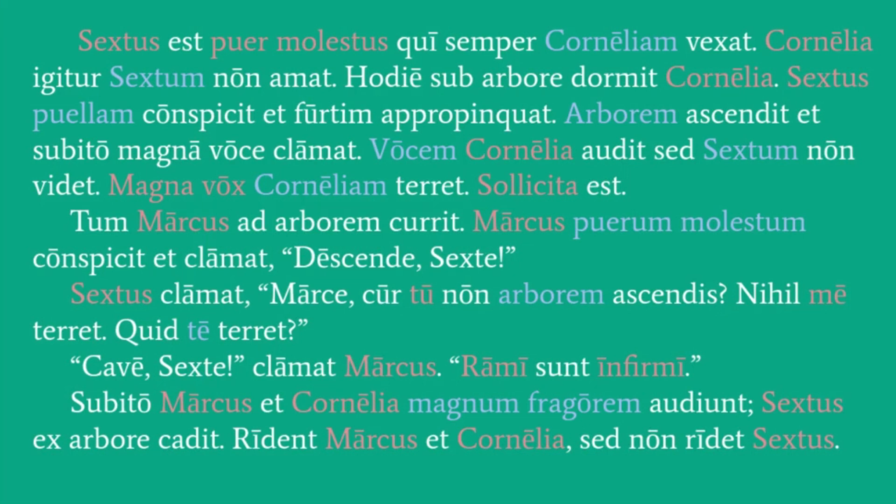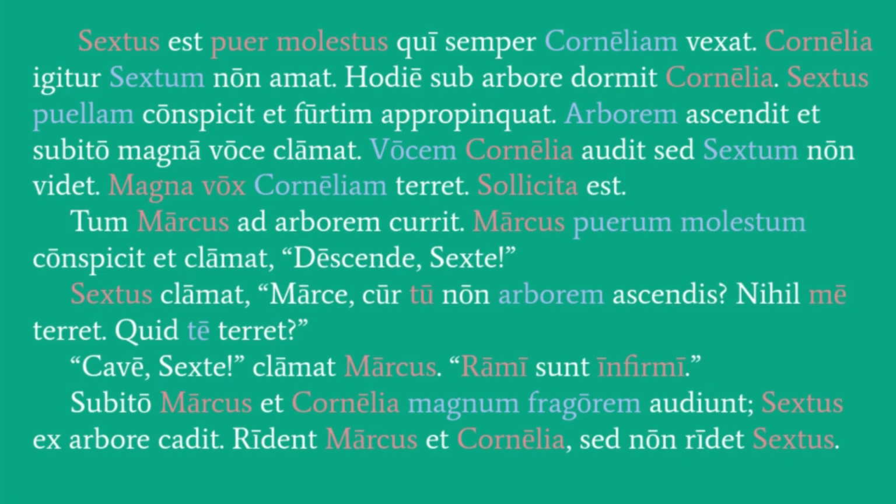Then it keeps going, Sextus ex arbore cadet. Sextus is my subject. What is he doing? Cadet, he's falling. And again, cadet ends in a T because it's matching with Sextus. He falls. Ex arbore, out of the tree, right? Because the branches were weak, so he just falls out of the tree. Ridet Marcus et Cornelia, sed non ridet Sextus.